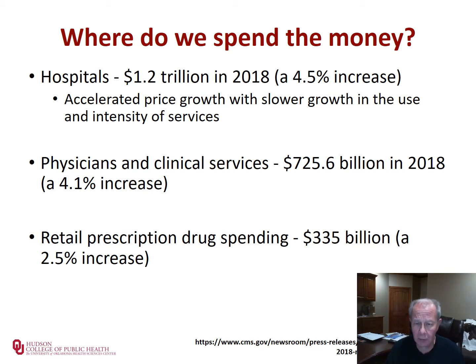Interestingly, healthcare services in hospitals is actually going down, but we're spending more money on hospitals, and that's because prices are going up. We spent about $725 billion on physicians and clinical services, which was a 4.1% increase. Retail prescription drug spending, $335 billion, which was a 2.5% increase. Again, these expenses are very, very high.